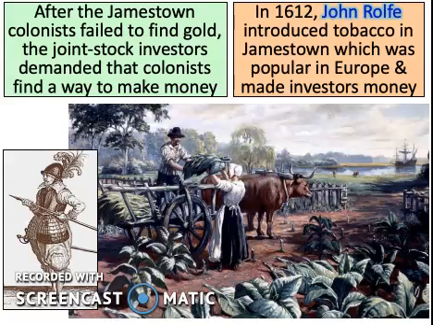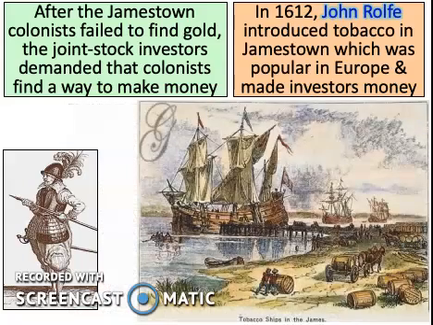John Rolfe is able to smuggle out a small vial of tobacco seeds that he sews up in his pants to get it out of there. And it takes to the soil of Virginia very, very well. It becomes very popular in Europe, and in England. And what this does is it transforms Jamestown into a profitable place. It was so profitable, they call it brown gold.